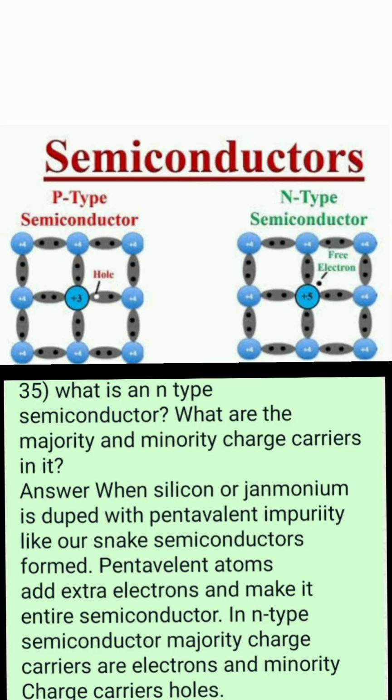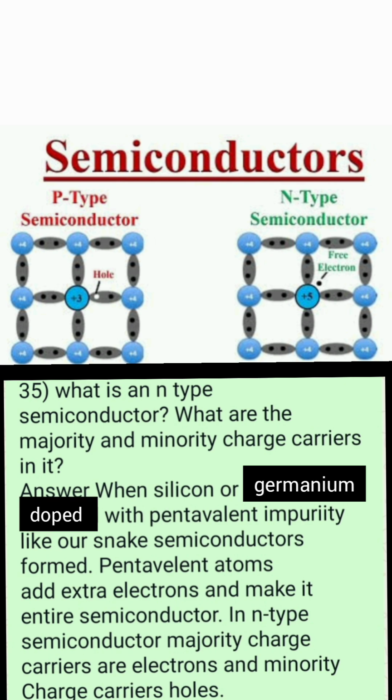35. What is an n-type semiconductor? What are the majority and minority charge carriers in it? Answer: when silicon or germanium is doped with a pentavalent impurity like arsenic, an n-type semiconductor is formed. Pentavalent atoms add extra electrons and make it an n-type semiconductor. In an n-type semiconductor, the majority charge carriers are electrons and the minority charge carriers are holes.